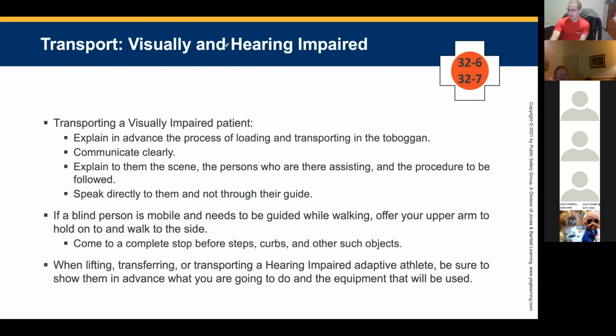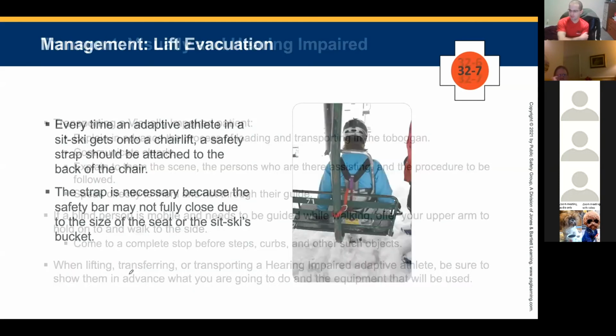With visually and hearing impaired individuals, for transporting a visually impaired individual, basically we want to talk them through what we're doing, right? So we want to explain exactly what we're doing to the individual. If a blind person is mobile and needs to be guided while walking, we want to offer our arm and allow them to walk alongside us. We may need to come to a complete stop before steps, curbs, and other objects. When lifting, transferring, or transporting a hearing impaired athlete, we want to show them in advance what we're going to do and the equipment that will be utilized.